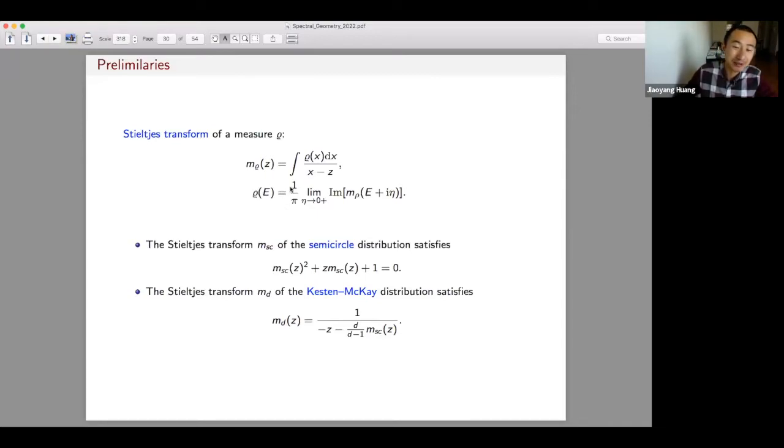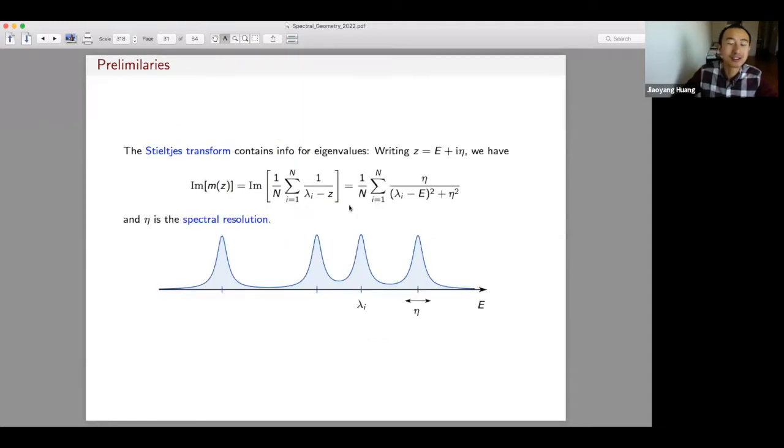Because the Stieltjes transform contains the information of those measures, we can also look at the imaginary part of the Stieltjes transform of the empirical measure. It's the imaginary part of 1 over n, the sum of 1 over lambda_i minus z. The imaginary part of each term is the imaginary part of the numerator, which is eta if we take z to be E plus i eta, over the denominator squared, which is lambda_i minus E squared plus eta squared.